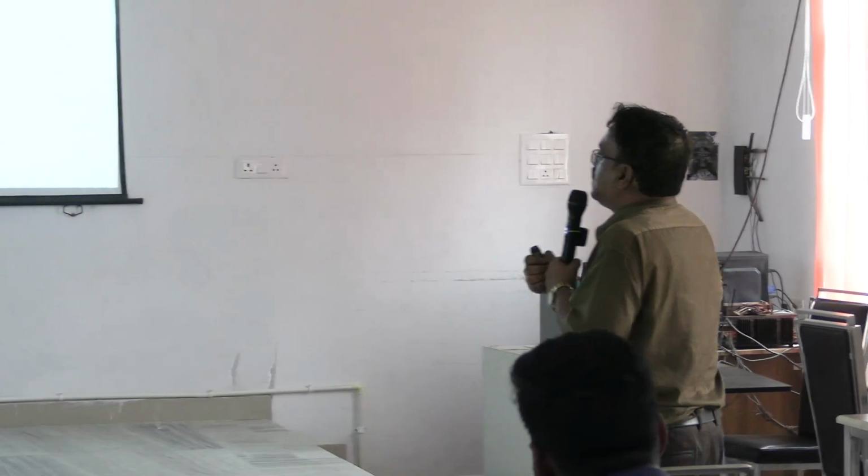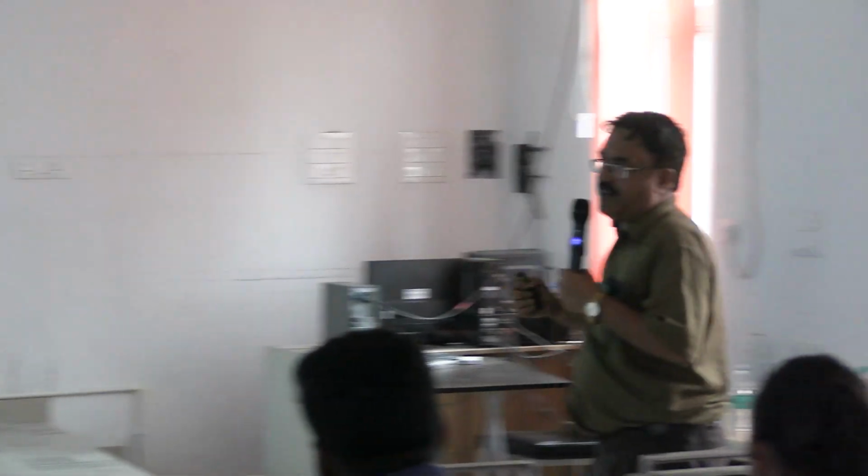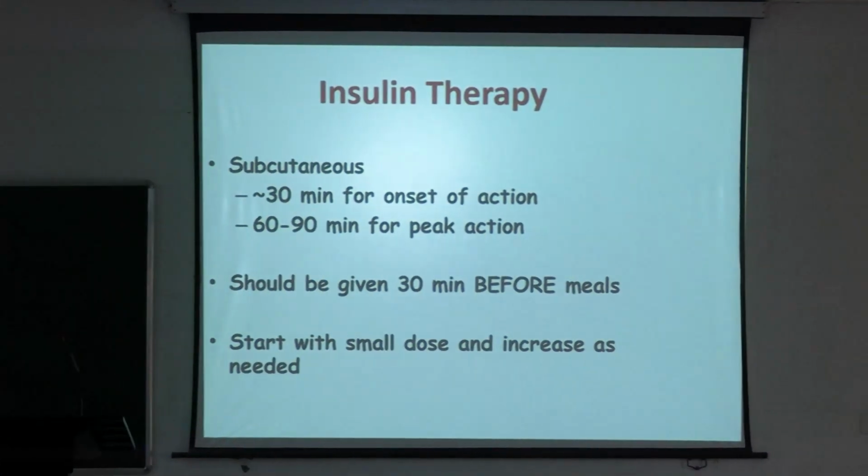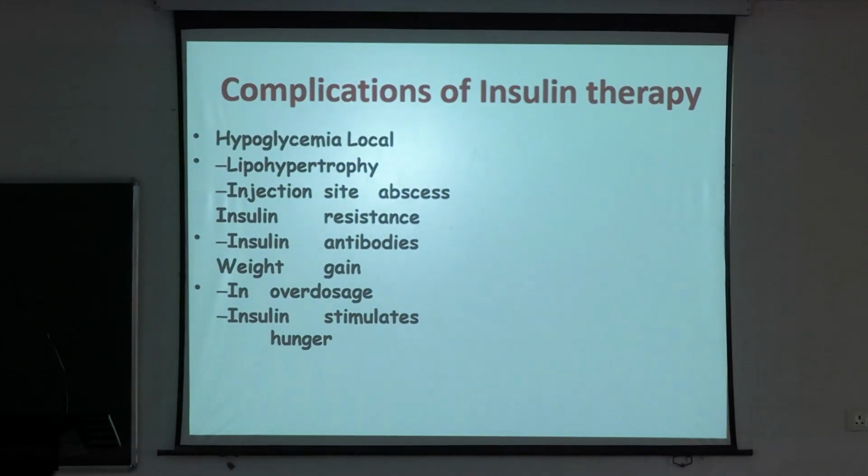Subcutaneous, 30 minutes for onset of action, about 1 hour, 1.5 hours for peak action, should be given before meals. Start with a small dose and increase as needed. Complications of insulin therapy are obviously sudden hypoglycemia, lipohypertrophy, injection site abscess, insulin resistance, insulin antibodies, weight gain, and in overdose, insulin stimulates hunger. So insulin is something which you have to adjust the dose, titrate the dose. Overdose is harmful, underdose is harmful.